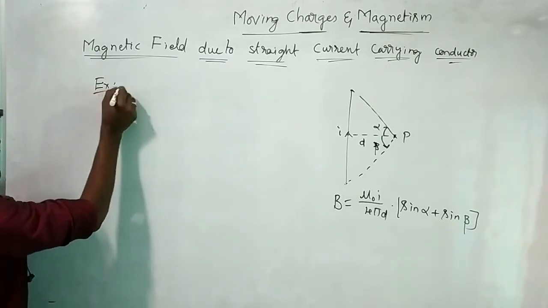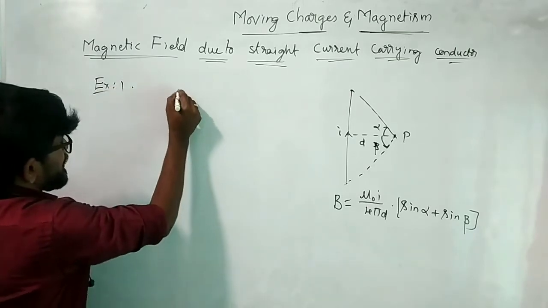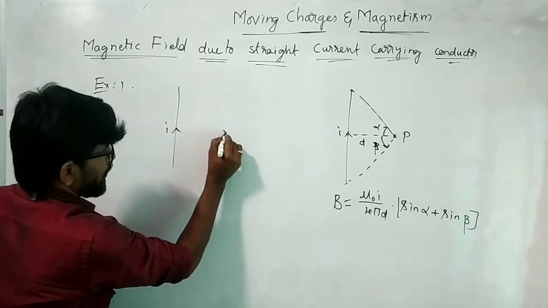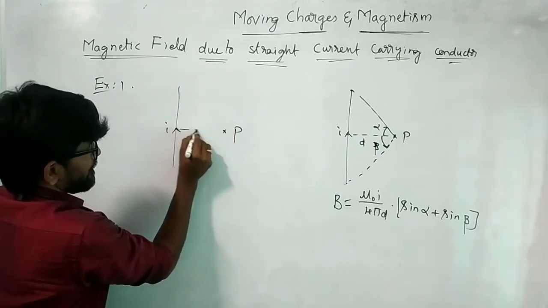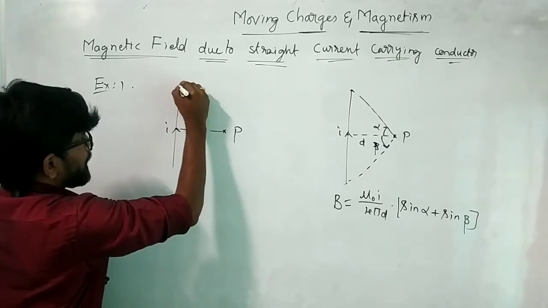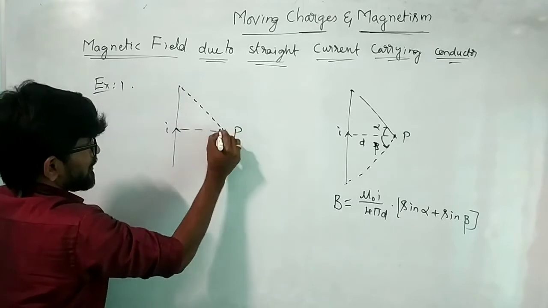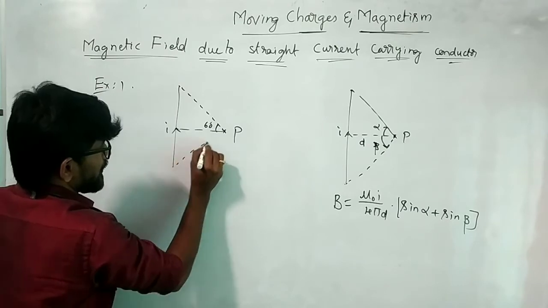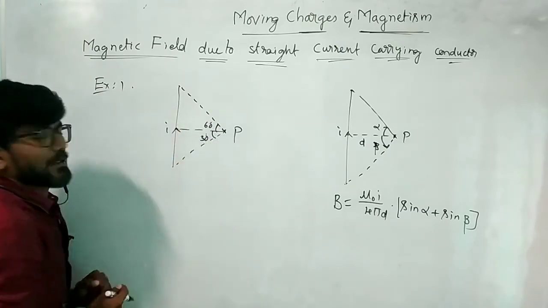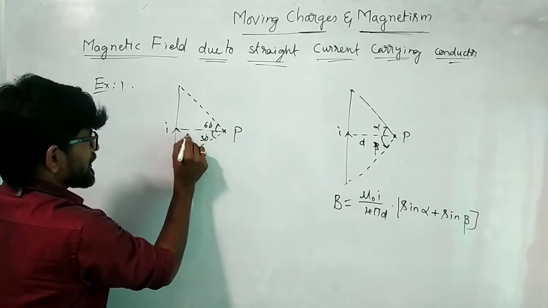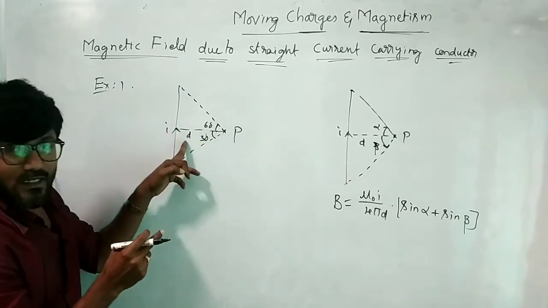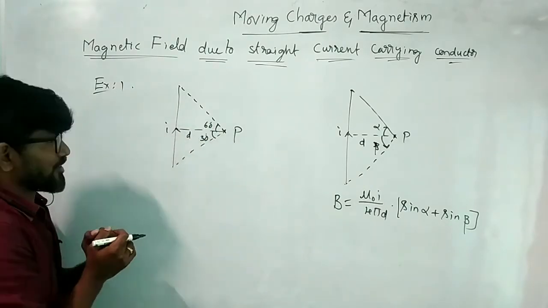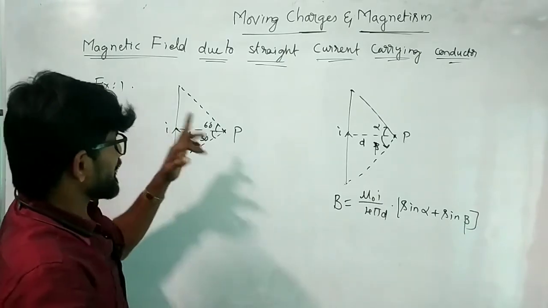Example 1. The question is: find the magnetic field due to a straight current carrying conductor at a point P, such that the line joining the top end to the point makes an angle of 60 degrees, and the line joining the bottom end to the point makes an angle of 30 degrees. The distance is d only; we are not giving numerical values for the current and distance, they are represented as I and d, and only the angles are mentioned. So find the magnetic field due to this conductor at this point.